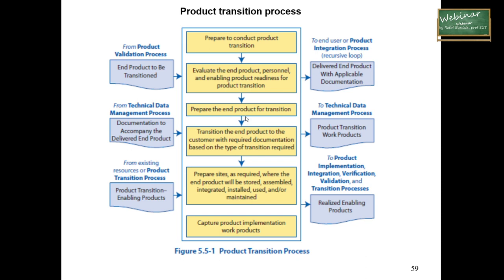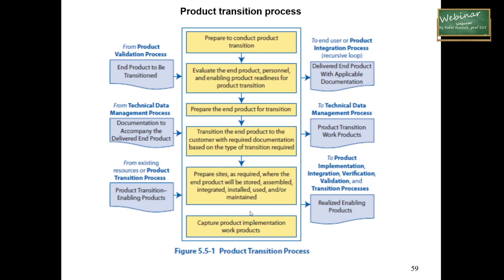So the next operation is to prepare the end products for transition. And the next one is to transition the end product to the customer with required documentation based on the type of transition required. So it is about combining together everything necessary to satisfy the customer with the product, including the documentation. What do we need as the input? It is documentation to accompany the delivered end product. And as the result, we should have the product transition work product. It should be delivered to the technical data management process.